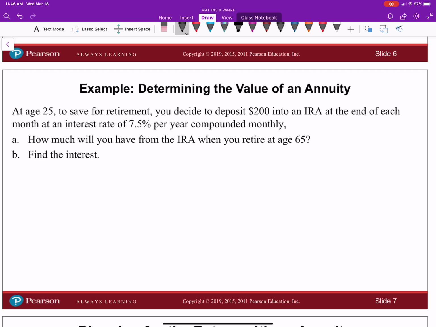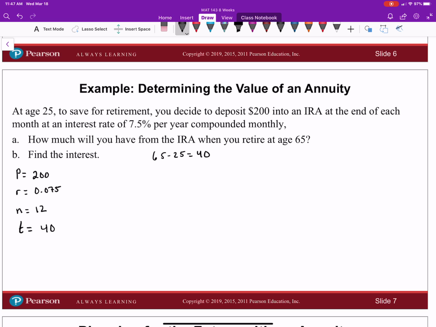So we're going to write our P, our R, our N, our T. So our P would be $200. Our R would be 0.075. Our N is compounded monthly, so it's 12. And then the T, all you've got to do is subtract 65 minus 25, and that should give you 40. So that's your T.